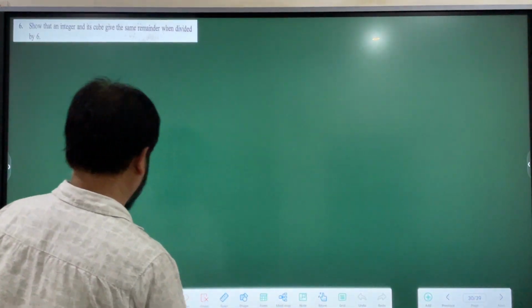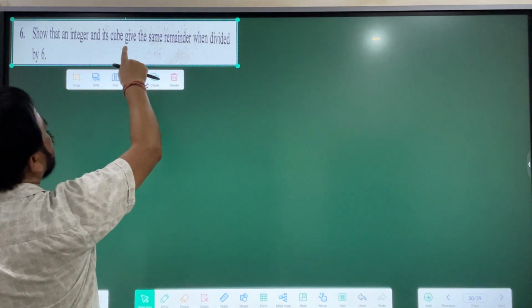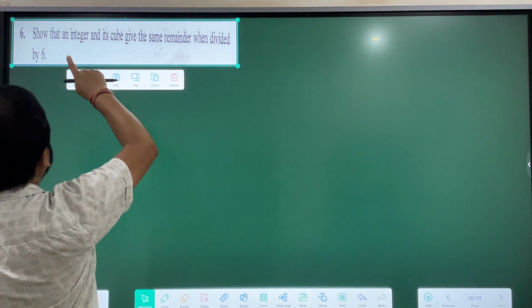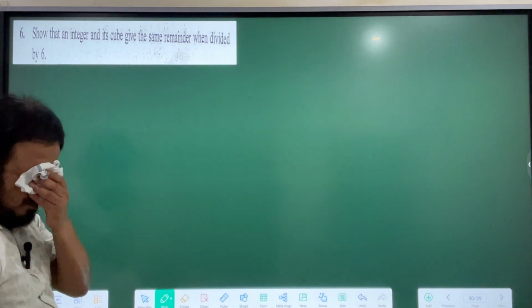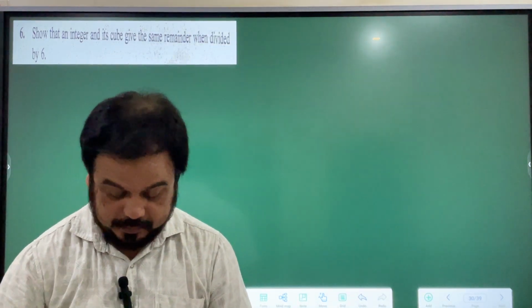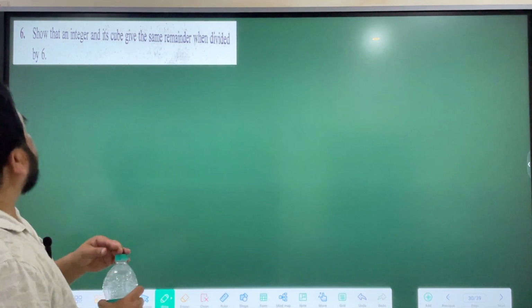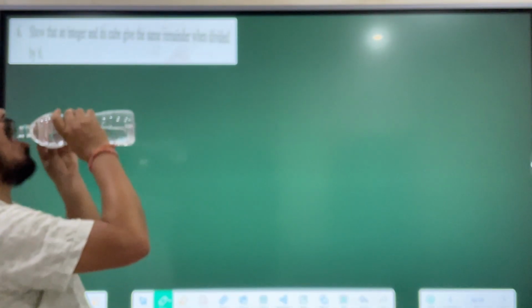Number 6. Show that an integer and its cube give the same remainder when divided by 6. Now the meaning of the question: first you have to understand the meaning, then only you can do the sum. So that the integer and its cube give the same remainder when divided by 6. It is like this.